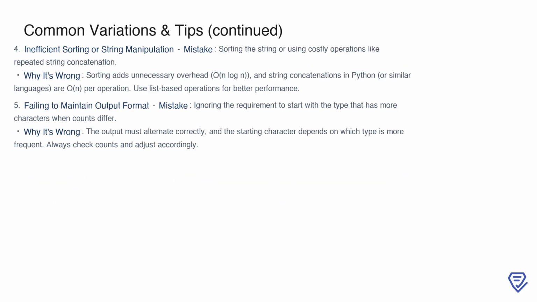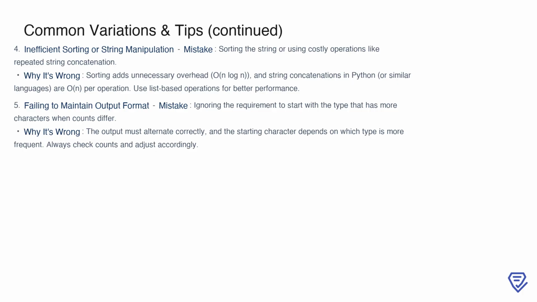Now, another mistake we often see is using inefficient operations like sorting the string or repeatedly concatenating strings. Sorting can add unnecessary computational overhead, especially since it has a time complexity of O(n log n). Similarly, using operations like repeated string concatenation is inefficient in Python because each concatenation takes O(n) time. Instead, aim for list-based operations, which are much more efficient.